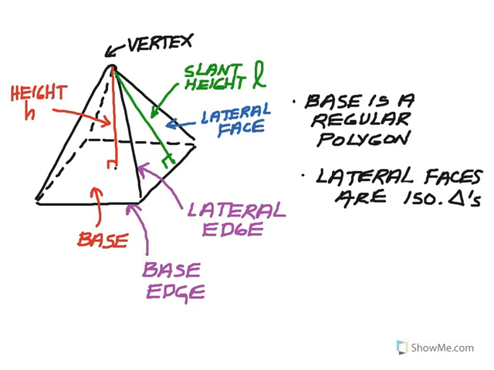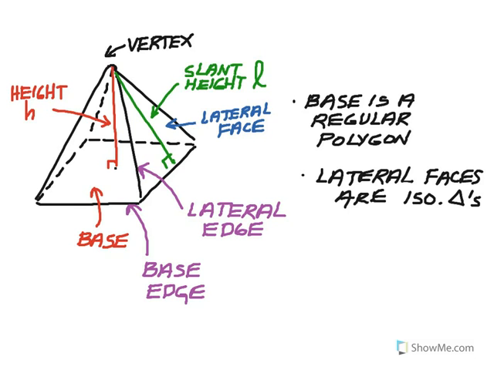The lateral faces in a pyramid are all triangles. So in this example, on the square pyramid, there are four sides to the base, to the square, and so there are four triangles that all converge and come together up at the vertex. Again, we measure the height, h, from vertex to the center of the base.